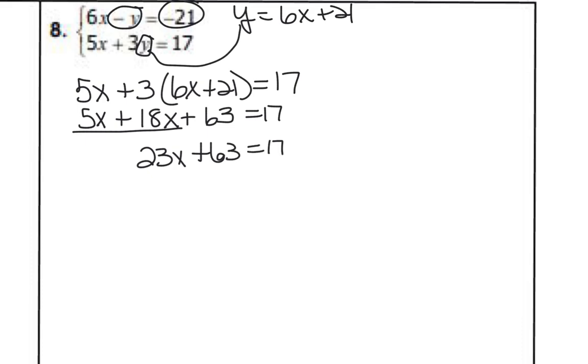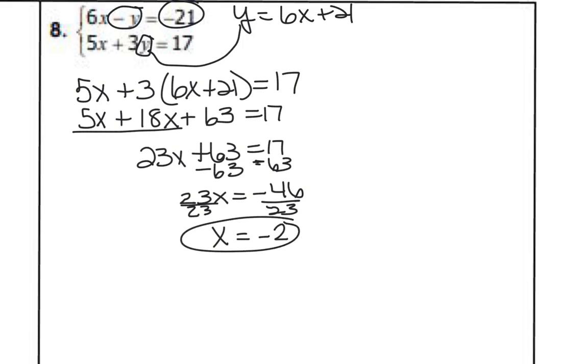And now we just solve for x. So minus 63, minus 63. Don't go so quickly that you don't pay attention to your signs. 17 minus 63 is negative 46. So we're dividing by the coefficient of x. So x is negative 2.